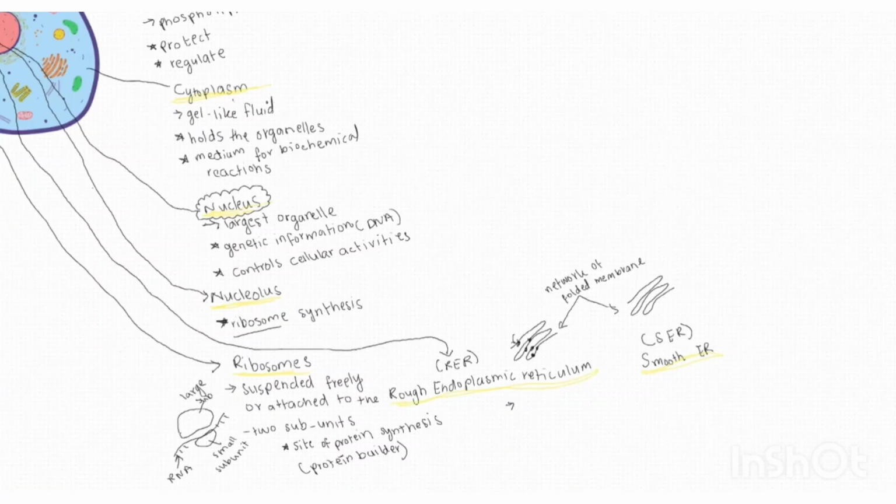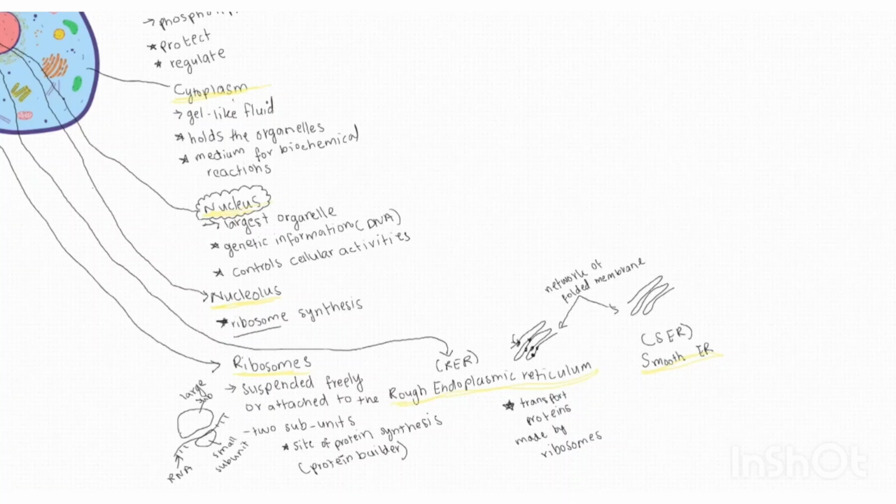So the rough endoplasmic reticulum transports protein. Okay, that is the rough endoplasmic reticulum. So you see ribosomes make protein, and then the rough endoplasmic reticulum transports those proteins. Now that's why you need to know both the ribosomes function and the rough endoplasmic reticulum, so it's easier for you to remember what the connection is.